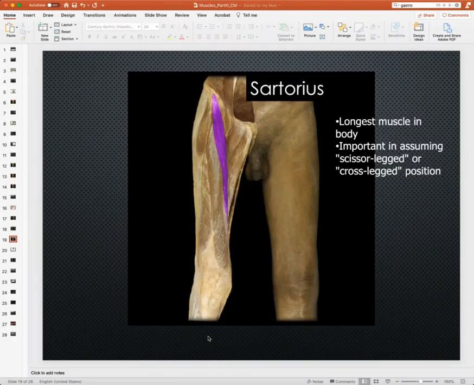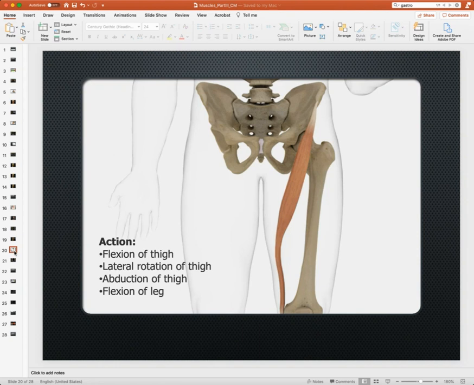Okay, let's pick up where we left off. So I just went over the longest muscle in the body and I showed you its function using APR. Let's talk about its actions, which are various, and I already touched on these. The actions of the sartorius include flexion of the thigh, lateral rotation, abduction of the thigh, and flexion of the leg.